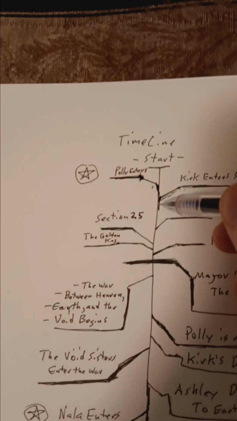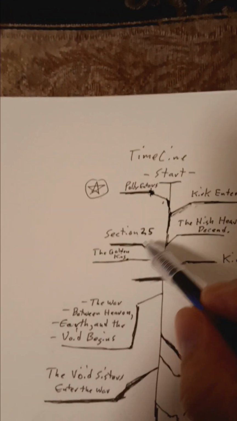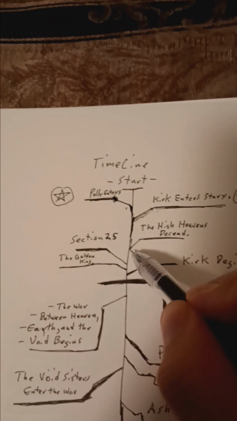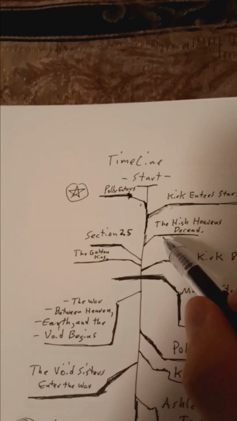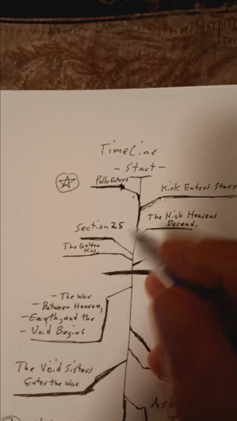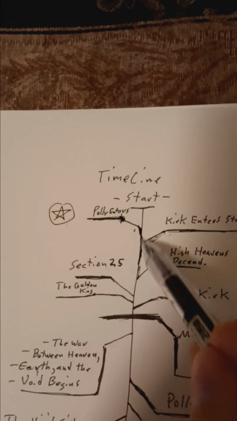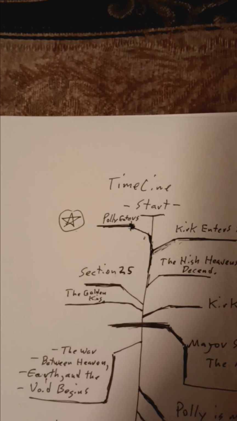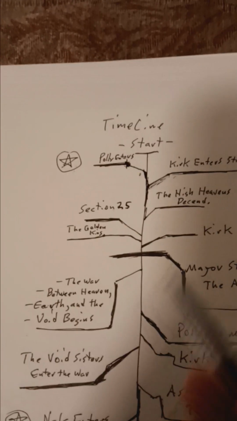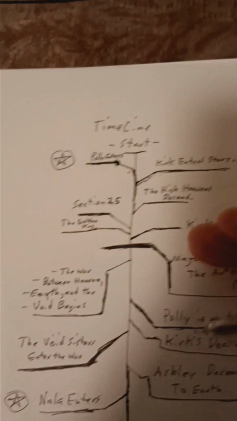Now, when things get more complicated, that's when you do multiple revisions. So the high heavens descends, and Section 25 enters the story. At this point, things are getting complicated because people are meeting other people, and that's when you're going to start revising things. But the first couple of things right here, Polly enters, Kirk enters the story, that's where you really want to get a good foundation. You do not do a one-shot story without knowing exactly where everything else is. You do a story on a step-by-step basis so that it's coherent and it's high quality.